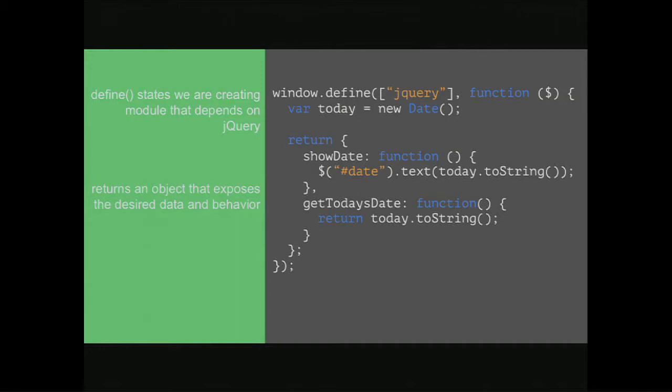With this module right here, when we say define, we're depending on jQuery, and we're returning an object that has two behaviors. Pretty simple concept right here. We could consider this our component. If we were doing tests for this, we would test this function and that function.